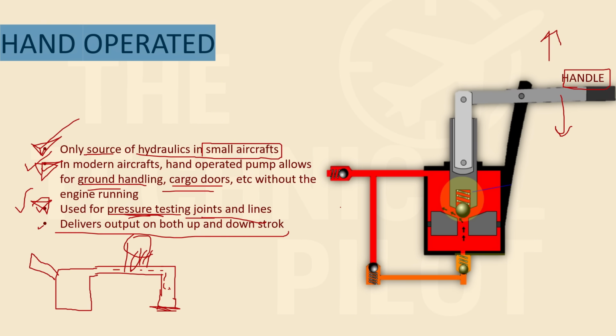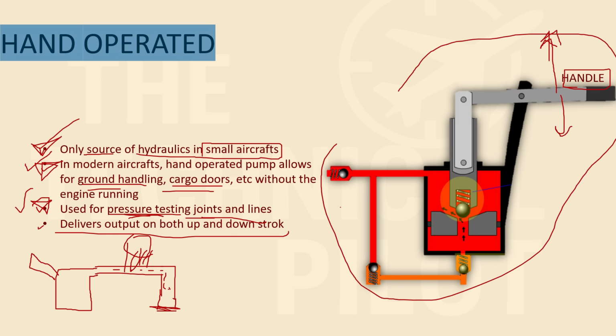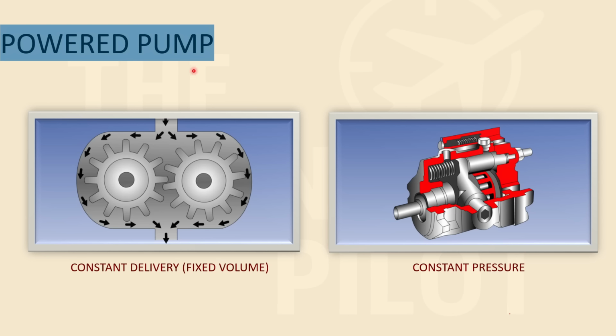What does it mean? It means that even if you're pulling the handle up, it will still deliver output. When you move the handle down, then also it will deliver output. So it gives out output in both up and down stroke. You don't need to go through the working of it because it is not included in the syllabus. Then we have power pump. Power pumps are again categorized into two types, that is constant delivery or fixed volume, and a constant pressure pump.